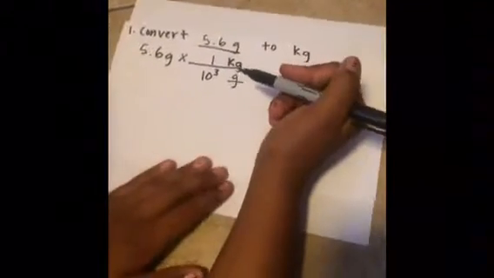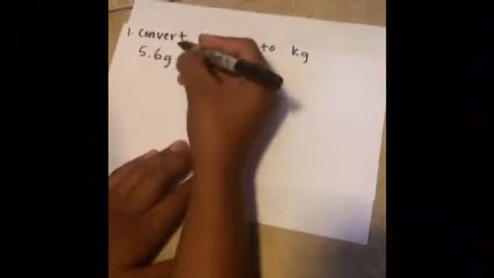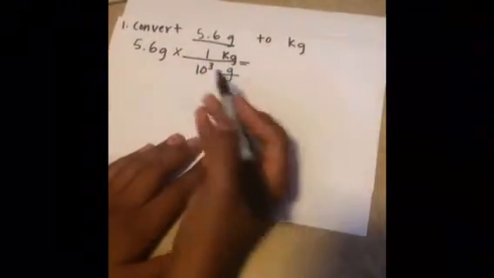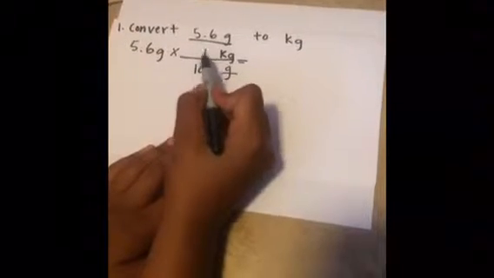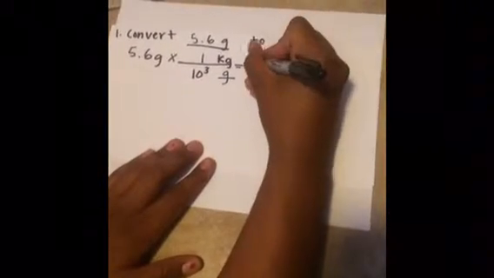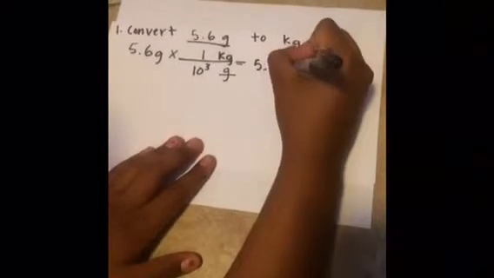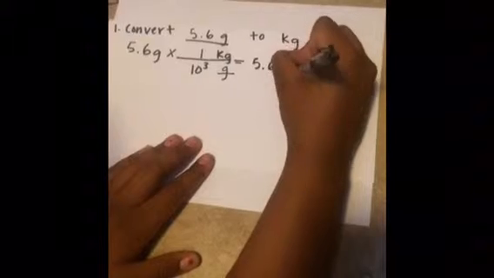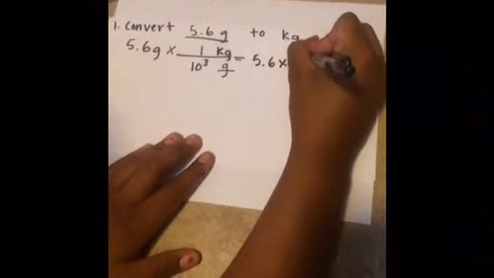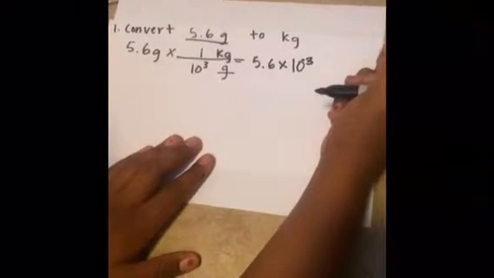So you're thinking, how would I solve this? You would solve like any other algebraic problem. 5.6 times 1 is obviously 5.6. So think of 5.6 being right here in this area, and you'll be dividing. 5.6 times 10 to the negative 3.